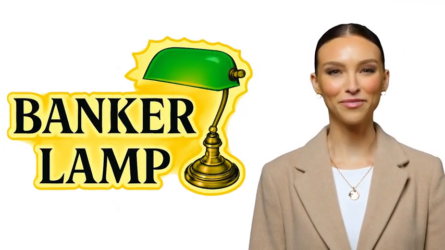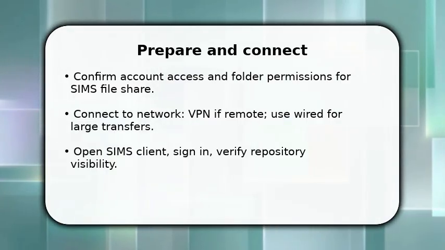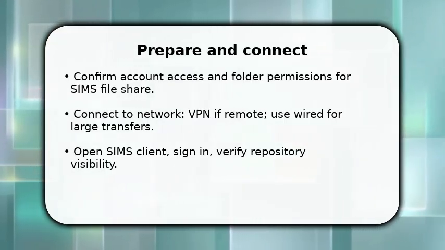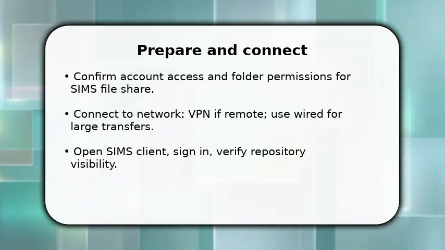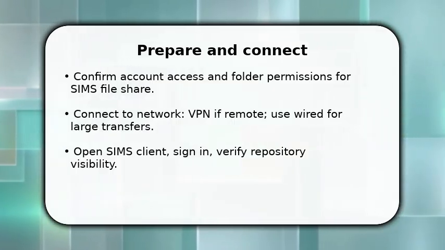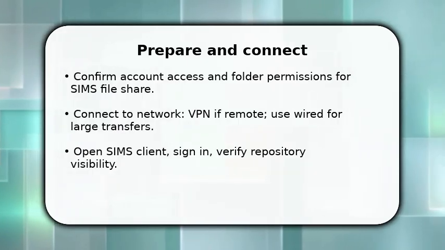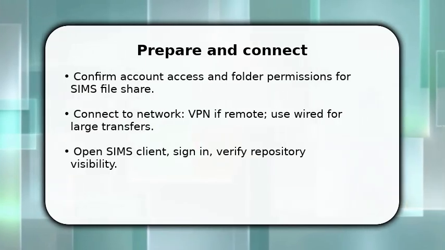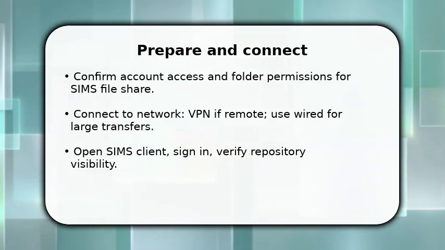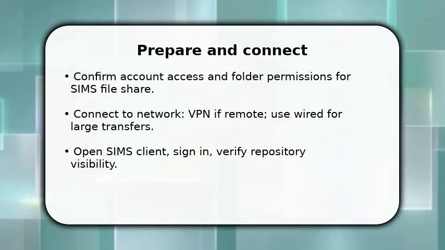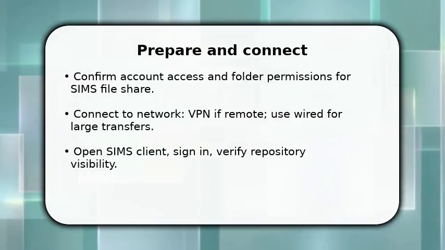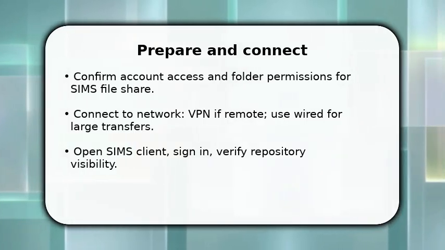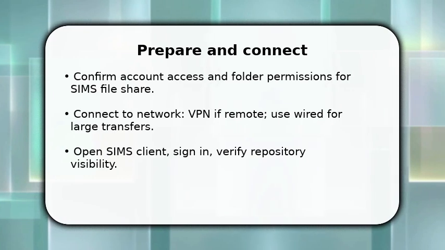Please enjoy the video. You start by ensuring you have an authorized SIMS account and the correct folder permissions. This prevents permission errors later. Once signed in, connect via VPN if you're off-site and prefer wired over wireless for stability. Open the SIMS client and confirm the target repository is visible. If it isn't, refresh or rescan. These initial checks save time, so make sure credentials match the project and that the network route is stable before you proceed to transfer files.